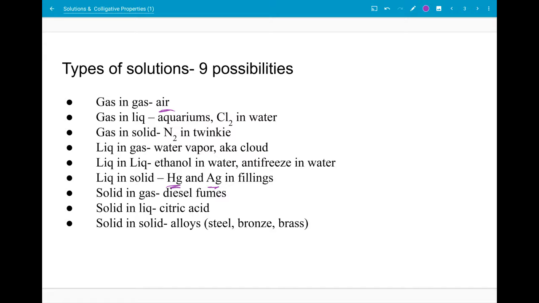A solid in a liquid is one way we can make an acid. I have the example here of citric acid. And a solid in a solid is like an alloy. Mostly what we're going to deal with in this current part of the unit is solids in a liquid.